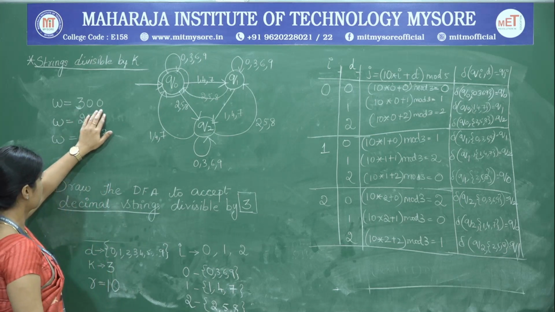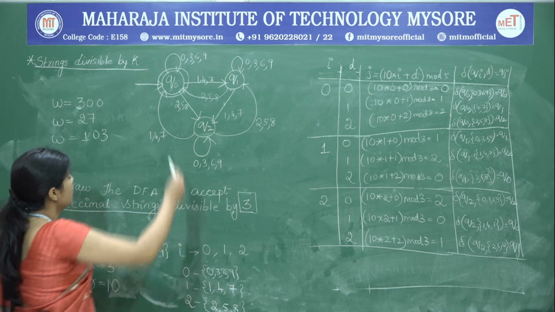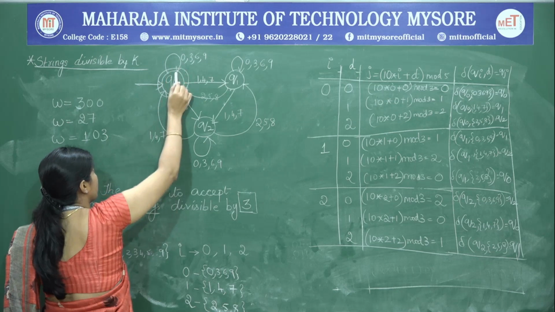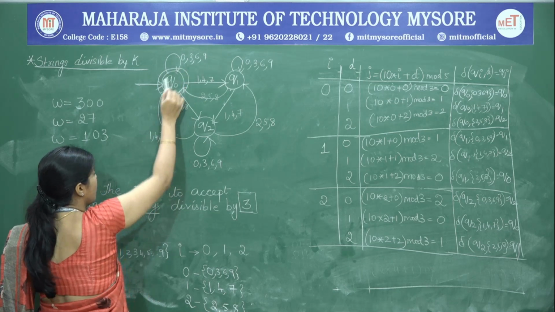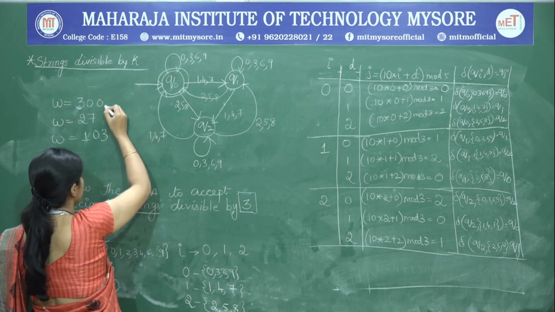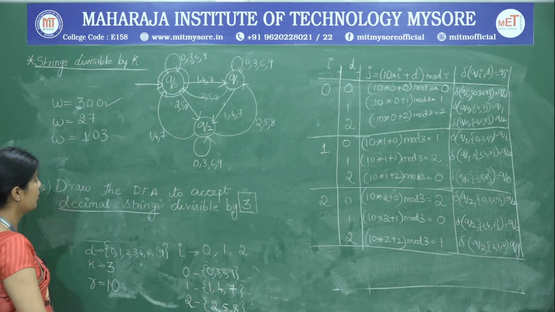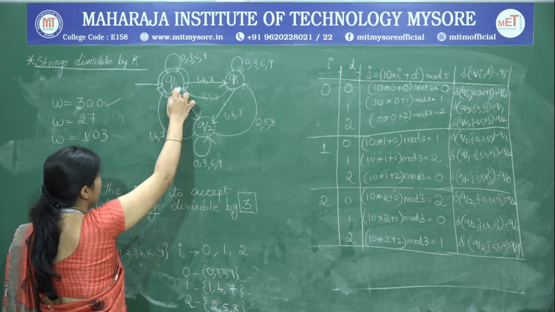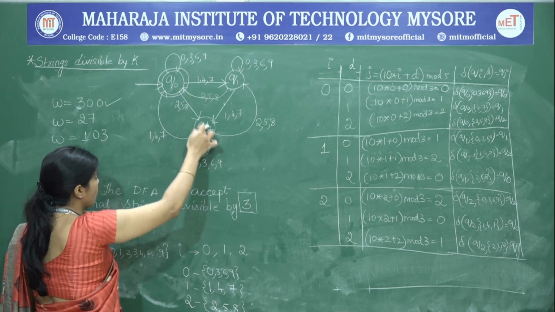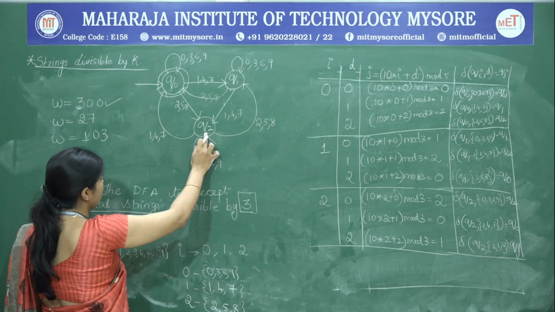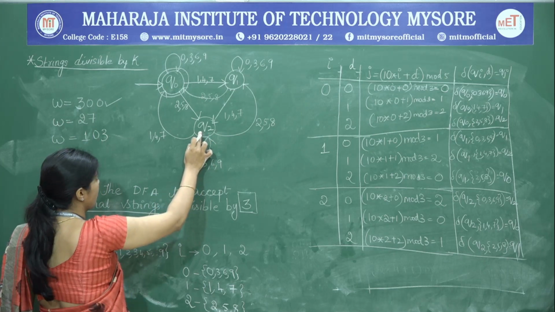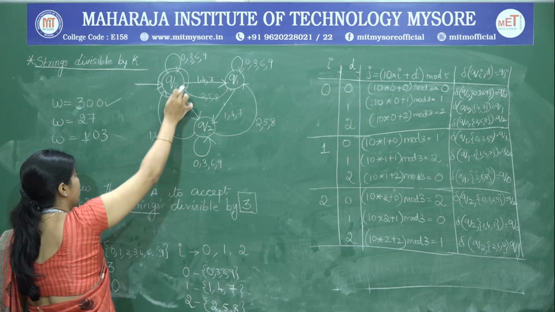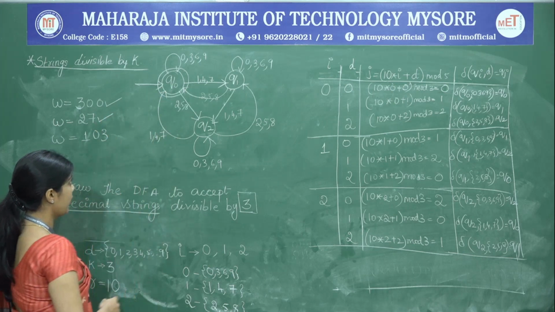Now we are going to pick up the strings one by one. First, 300. q0 on 3 is going to q0, q0 on 0 is again going to q0, and q0 on 0 is again going to q0. So, you are staying at q0, which is the final state, and therefore this string is accepted. Next we have 27. First you start at q0 and follow 2. The outgoing arrow on 2 leads to q2. From q2 we follow 7, and the outgoing arrow on 7 goes back to q0. You have landed in the final state, and therefore this string is also accepted.